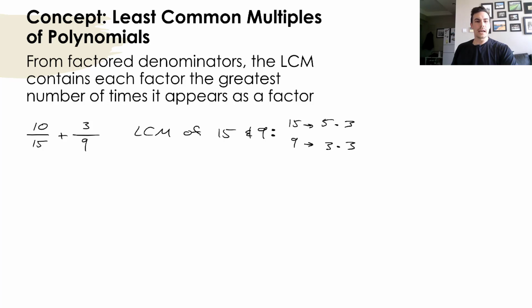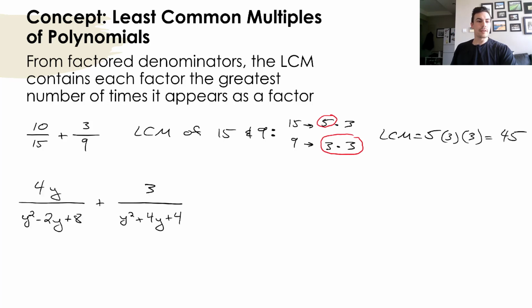factoring out 15 and 9, and you often do this in your head, but we would say, okay, I've got a 5 here, and 3 appears twice when I factor out 9. So I would say our least common multiple would be 5 times 3 times 3, which would be 45.